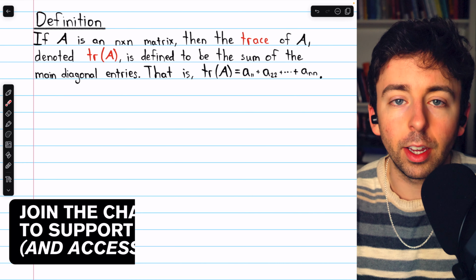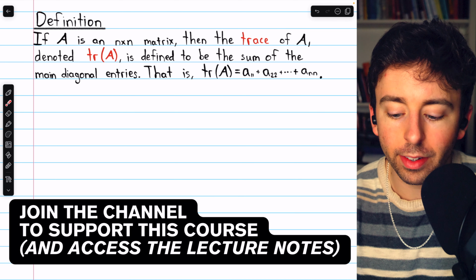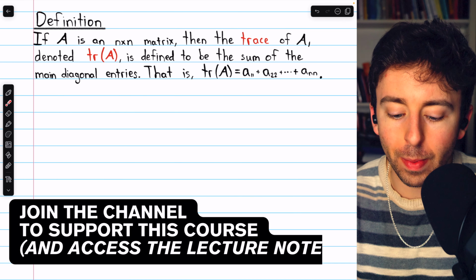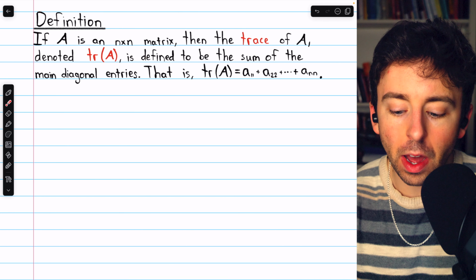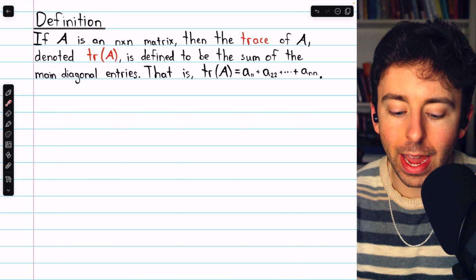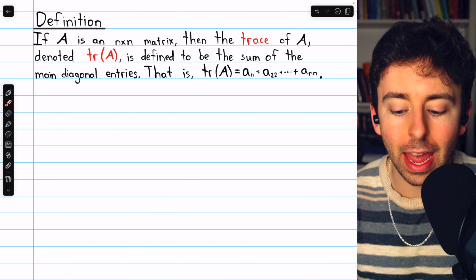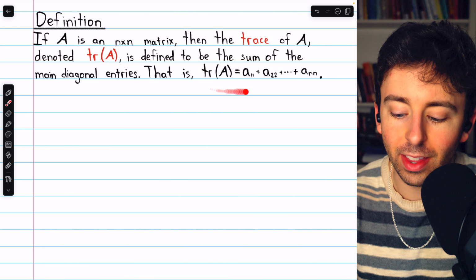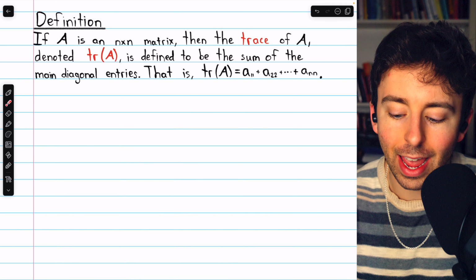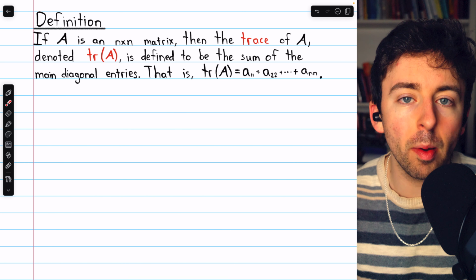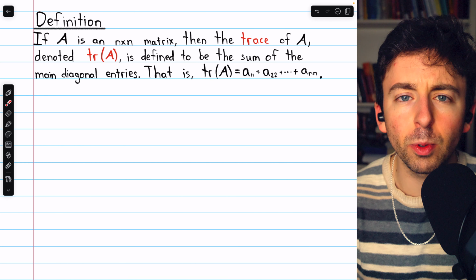If A is a square n by n matrix, then the trace of the matrix A, denoted tr(A), is defined to be the sum of the main diagonal entries of A, which we could write like this: a11 plus a22 plus all the way up through ann. The trace of A is the sum of its diagonal entries. Let's see some quick examples.